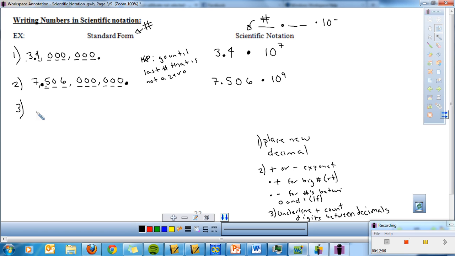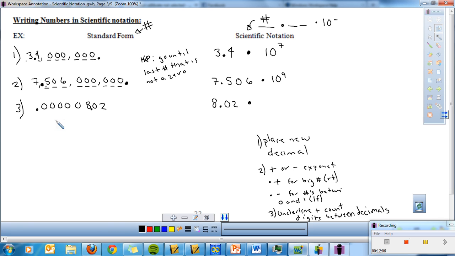Let's take an example like this. 0.0000, 5 zeros, 802. Okay. The first thing I want to do is figure out where my decimal goes. So I'm going to move this way until I come across my first number that's not a 0, which is right here. Here's my new decimal point. So it's going to be 8 point, and remember we want to go until we reach the last number that's not a 0, 0, 2.